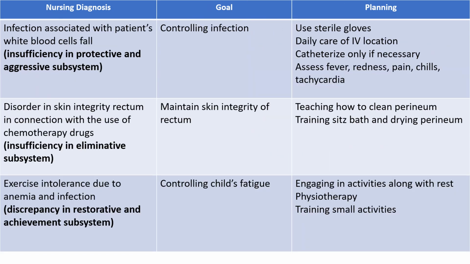Next nursing diagnosis: infection associated with the patient's white blood cell fall, which we understood from assessment. There also insufficiency in the protective and aggressive system is there. So we will write insufficiency in the protective and aggressive system. The goal is to control infection. Planning: we will use sterile gloves, give daily care of the IV location, do catheterization only if needed, and assess for fever, redness, pain, chills, tachycardia.